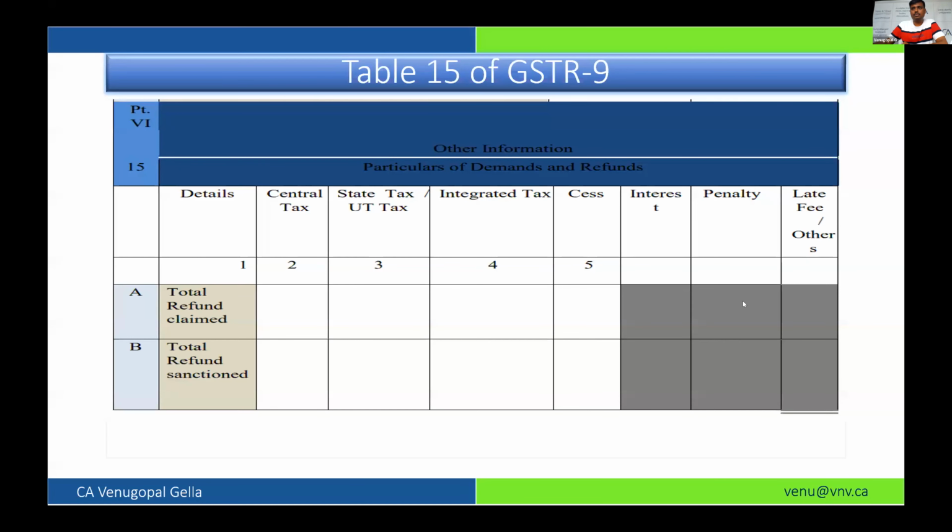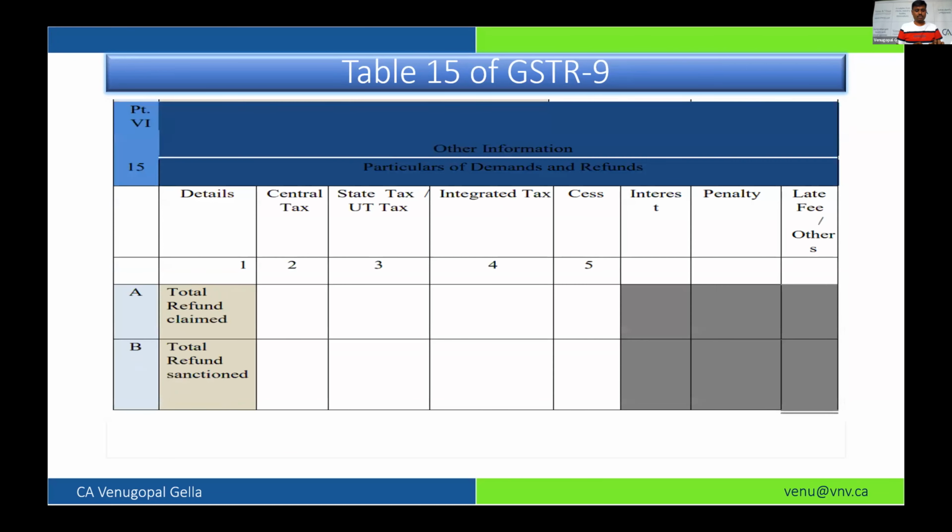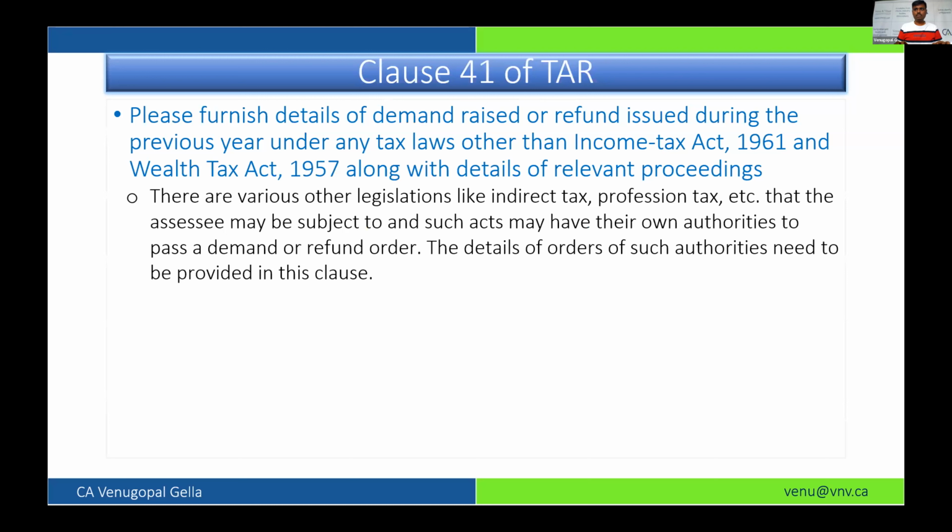It is also important to note that demand doesn't mean whatever notices you receive. It means a demand order. Once you receive a DRC 07 under GST, that means it's a demand order, and only for that does it need to be reported in table 15, not ASMT 10 or any of the notices like ADT 02. Those are not what need to be reported. Similarly is the case with clause 41 also. It all depends. Just because one notice has been received, you should not report. You should see at what stage it is.